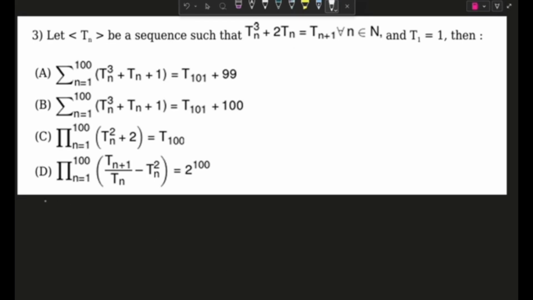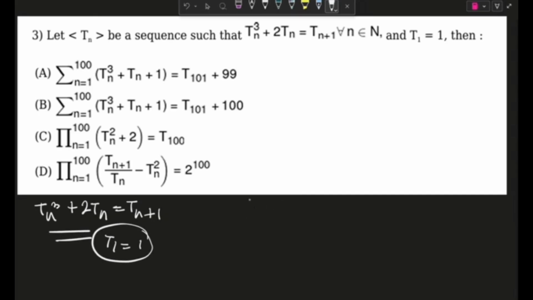Okay, so I'm starting off. We have Tn cube plus 2Tn equals Tn plus 1. This is our base expression which is given to us. Now if you observe carefully, A, B are one question and C and D are two different questions. Basically in this question, we have to manipulate this base expression as per the need of the question. Also we have something else given, T1 is 1.